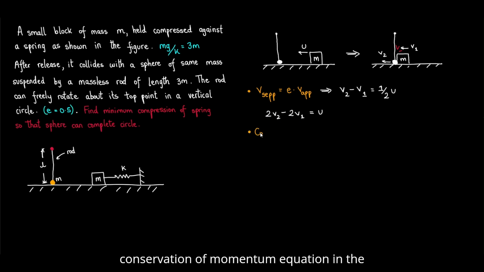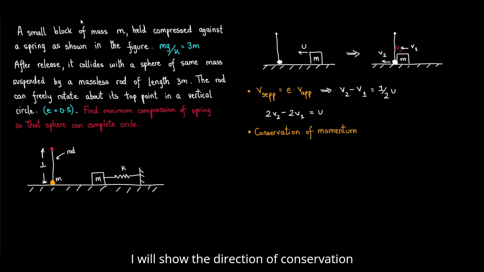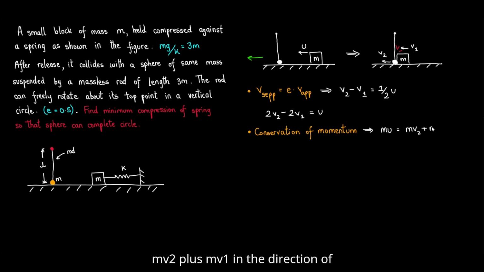Second, we write the conservation of momentum equation in the direction of collision. I will show the direction of conservation of momentum in green. We can write conservation of momentum as mu equals mv2 plus mv1 in the direction of collision. We can cancel the common m on both sides and write u equals v1 plus v2.